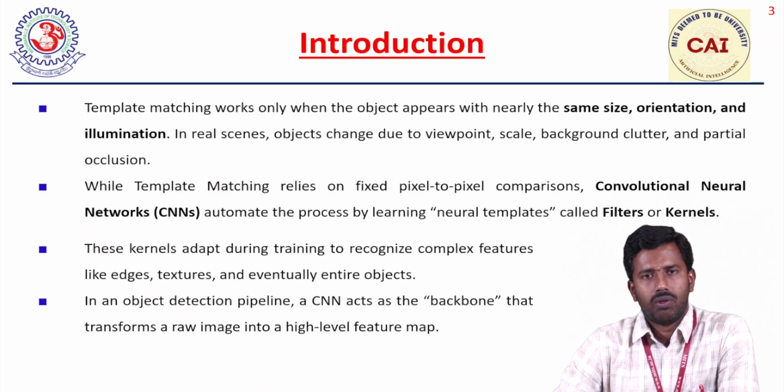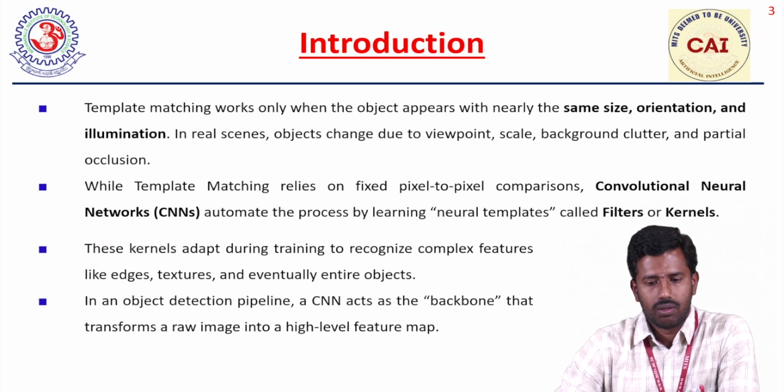Before going to object detection using CNNs, consider the previous technique called template matching. There, pixel to pixel extraction is done, which is very complicated and complex, because it always works on the same size, same orientation, and the same illumination. Only then will this kind of technique be possible. But in real time, it depends upon the situations, viewpoints, and scaling, so this kind of fixed size and orientation will not be possible.